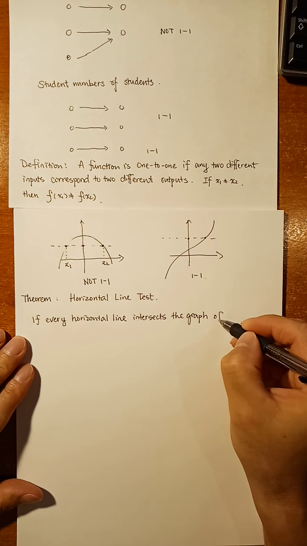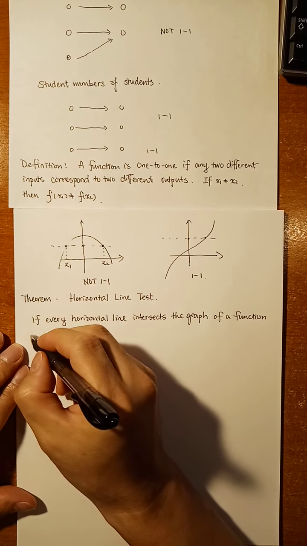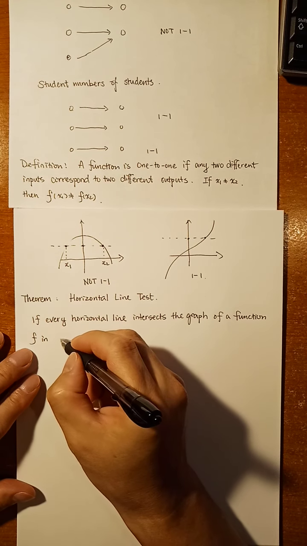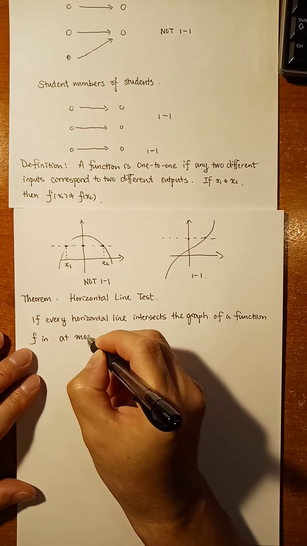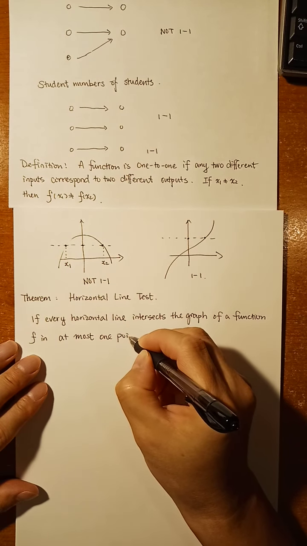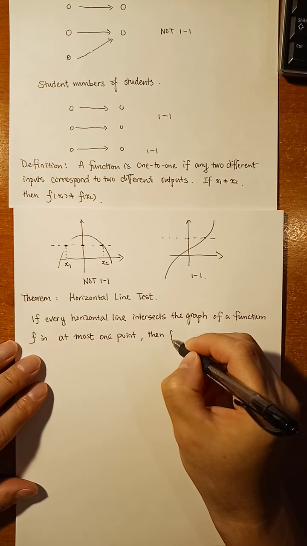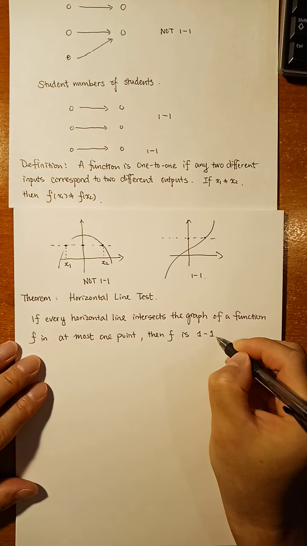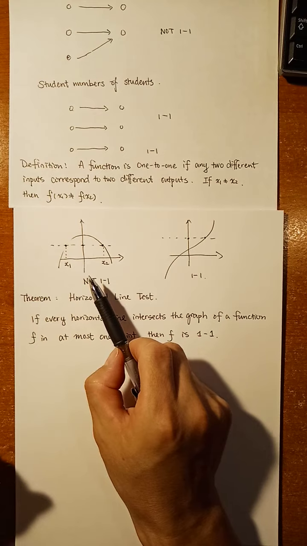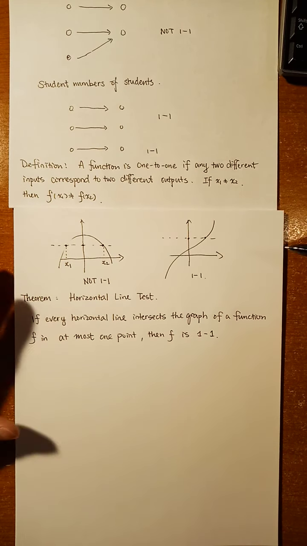If every horizontal line intersects the graph of a function f in at most 1 point, then f is 1 to 1. So this situation cannot happen. It may intersect at 1 point. It may not intersect at 1 point.